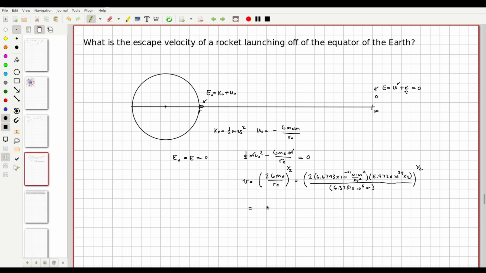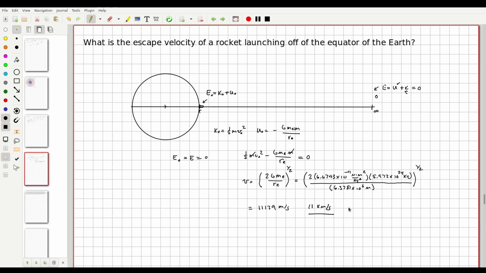So if you take and you plug this into a calculator, you get, let's see here, 2 times 6.6743 times 10 to the minus 11th times 5.972 times 10 to the 24th divided by 6.3781 times 10 to the 6, square root all that, I get 11,179 meters per second. Or in general, we write this as 11 kilometers per second.